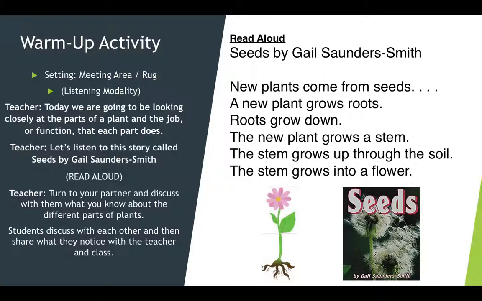The read aloud is, new plants come from seeds. A new plant grows roots. Roots grow down. The new plant grows a stem. The stem grows up through the soil. The stem grows into a flower.